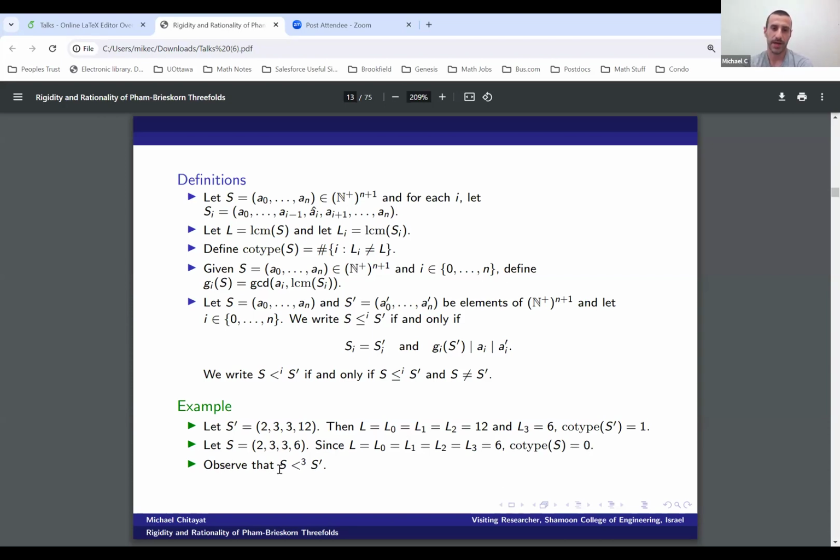And it turns out that S is less than S prime at the third index. You can see here that if you omit the third index, these tuples are the same. You can compute that Gi of S prime is 6, Ai is 6, and Ai prime is 12. And so these two conditions are satisfied, and so we have this inequality. Basically, what this allows us to do is to define a hierarchy of tuples where we say that one tuple is lower than another tuple. And this has implications for rigidity of Pham-Brieskorn rings.